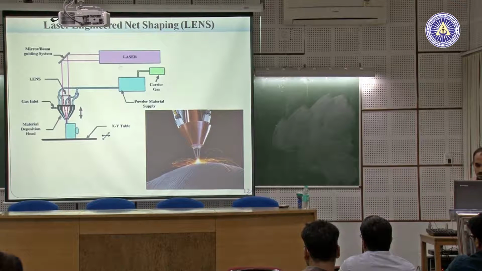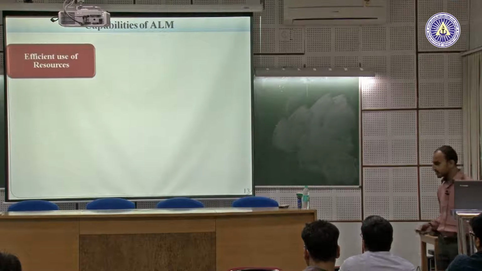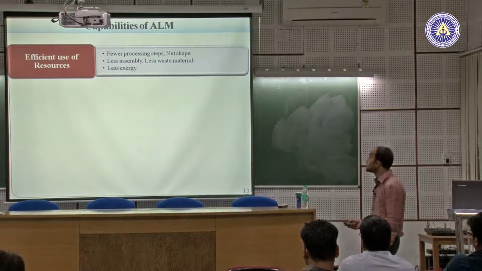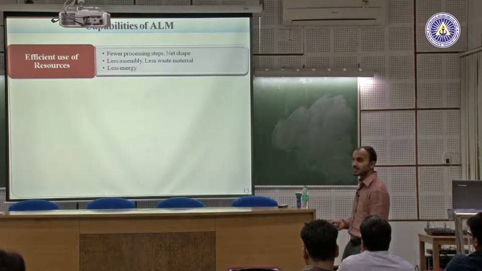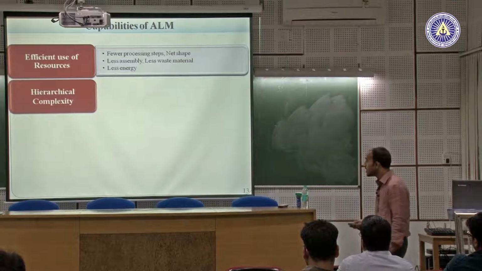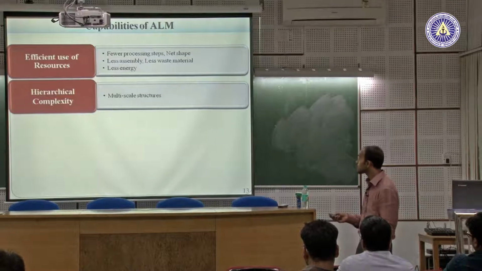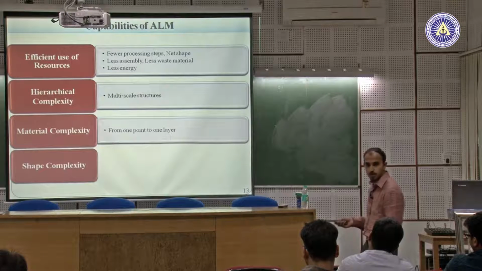Generally, these additive layer processes have a number of capabilities, such as the efficiency of use of resources, because they eliminate many steps. You can have hierarchy or complexity, then material complexity, then shape complexity also.